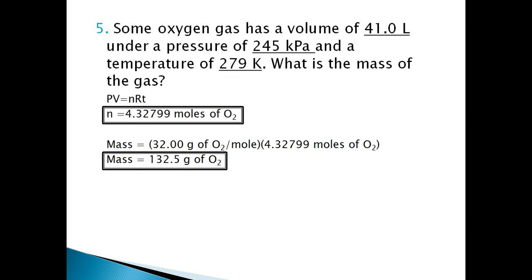Question 5. In this question, you are told that the gas given is oxygen. You're also given the volume, the pressure, and the temperature. What you're asked to solve is the mass of the gas. But before you could do that, you had to solve for the number of moles. So you use PV equals nRT and solve for number of moles of the oxygen. Then you use the molar mass of oxygen, which is 32 grams per mole, and multiply that by the number of moles to give you grams of O2.